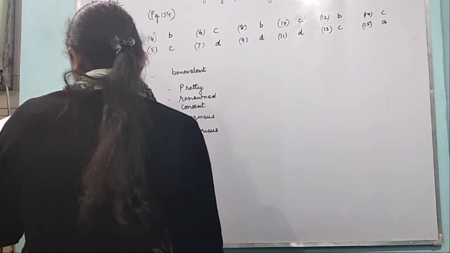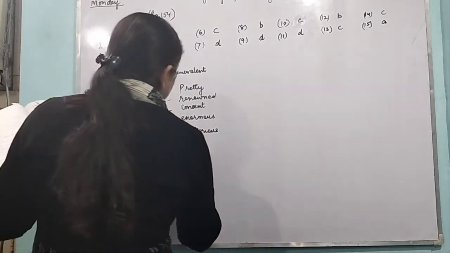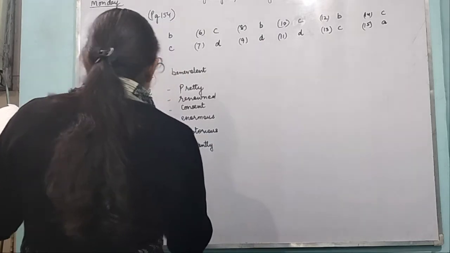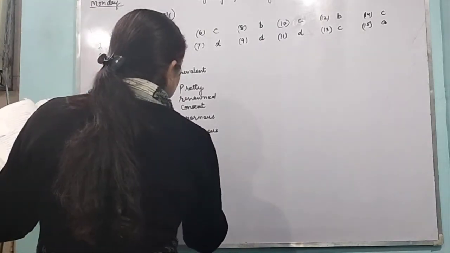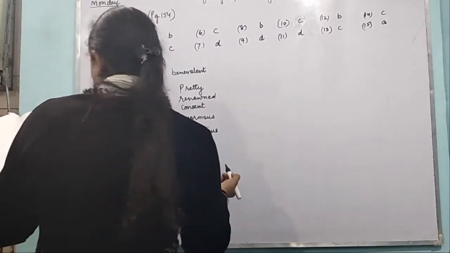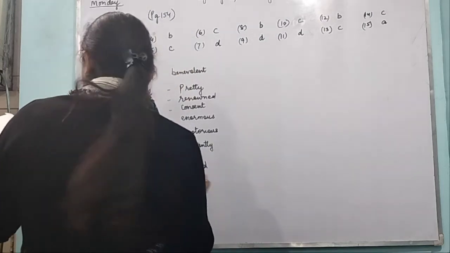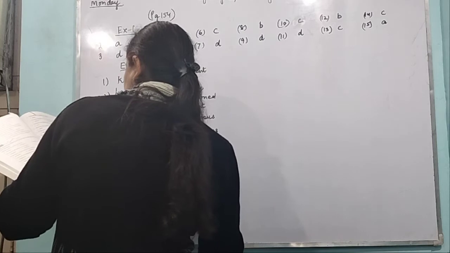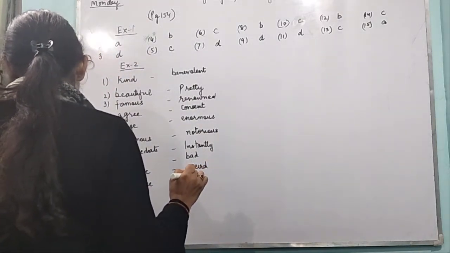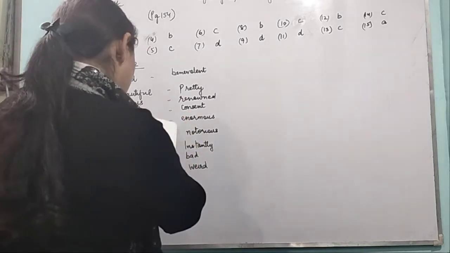Then the immediate. Immediate is instantly. Evil is bad. Bizarre is very weird. Disgrace is dishonor. Is it dishonor here? No. Disgrace, shame.